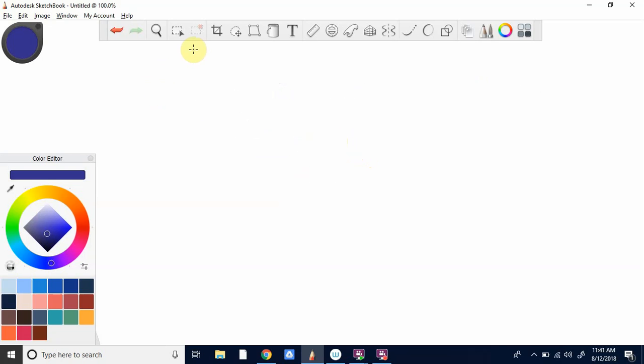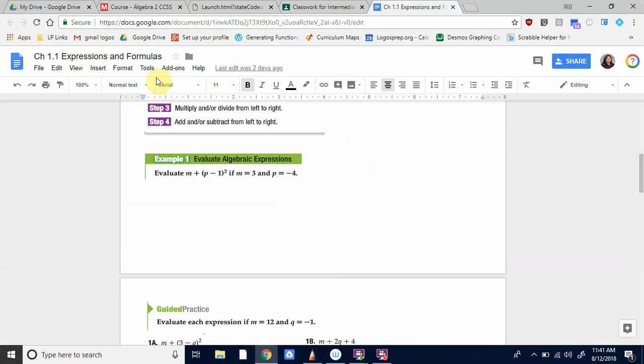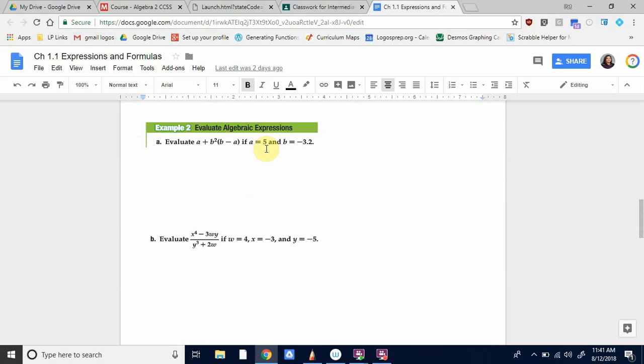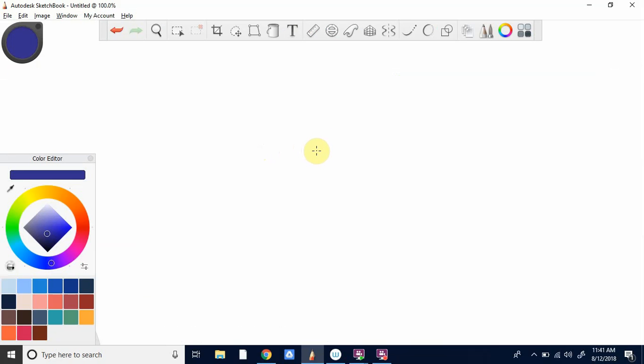Now example 2 is just more evaluating expressions. They just get a little bit more difficult. So they said evaluate, this is example 2A, which is this one right here. So we're going to just put 5 in for a, -3.2 for b. This one's a little bit more complicated. So 5 plus, and this is where I start using more parentheses. It just helps keep me organized, and I will make fewer mistakes. Not that I won't make mistakes.